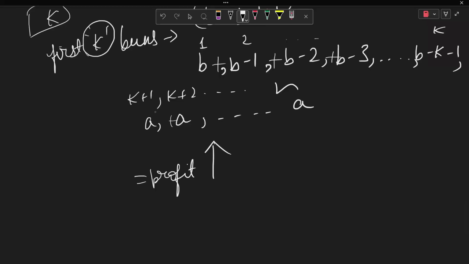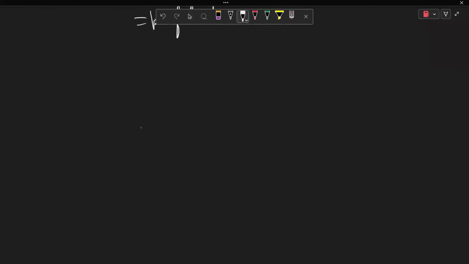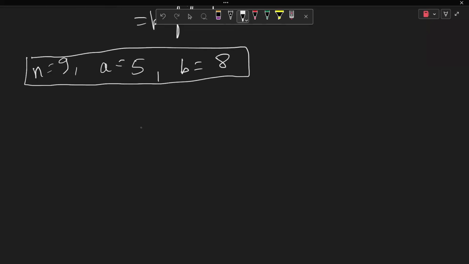How can we do that? Let's take an example and understand more clearly what's going on here. So let's say N is 9, A is 5, and B is, let's suppose, 8. Now in this case, we want to find our answer. Let's say K is something we take as 5. What would our profit be? It would be 8 for the first bun. For the second bun, it would be 7. So we are decreasing from B, B minus 1, B minus 2, like this. Then 6, then 5, then 4.